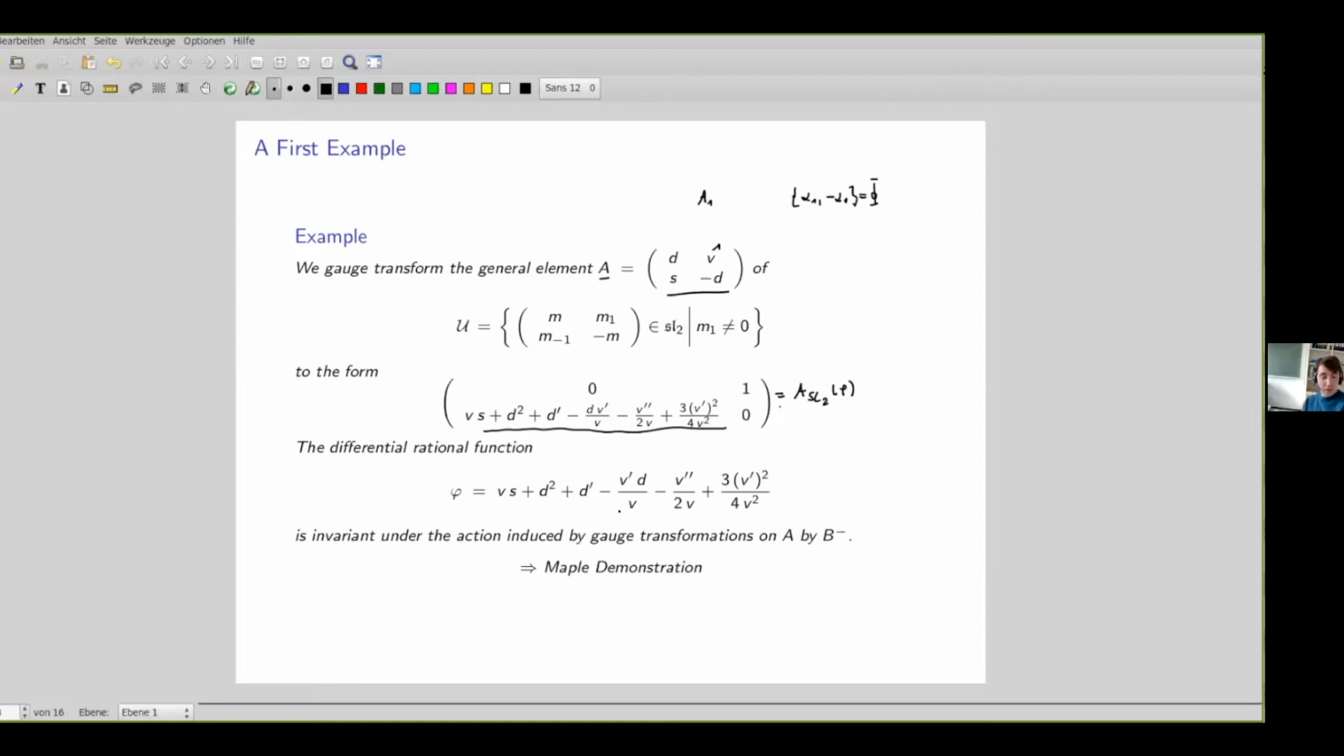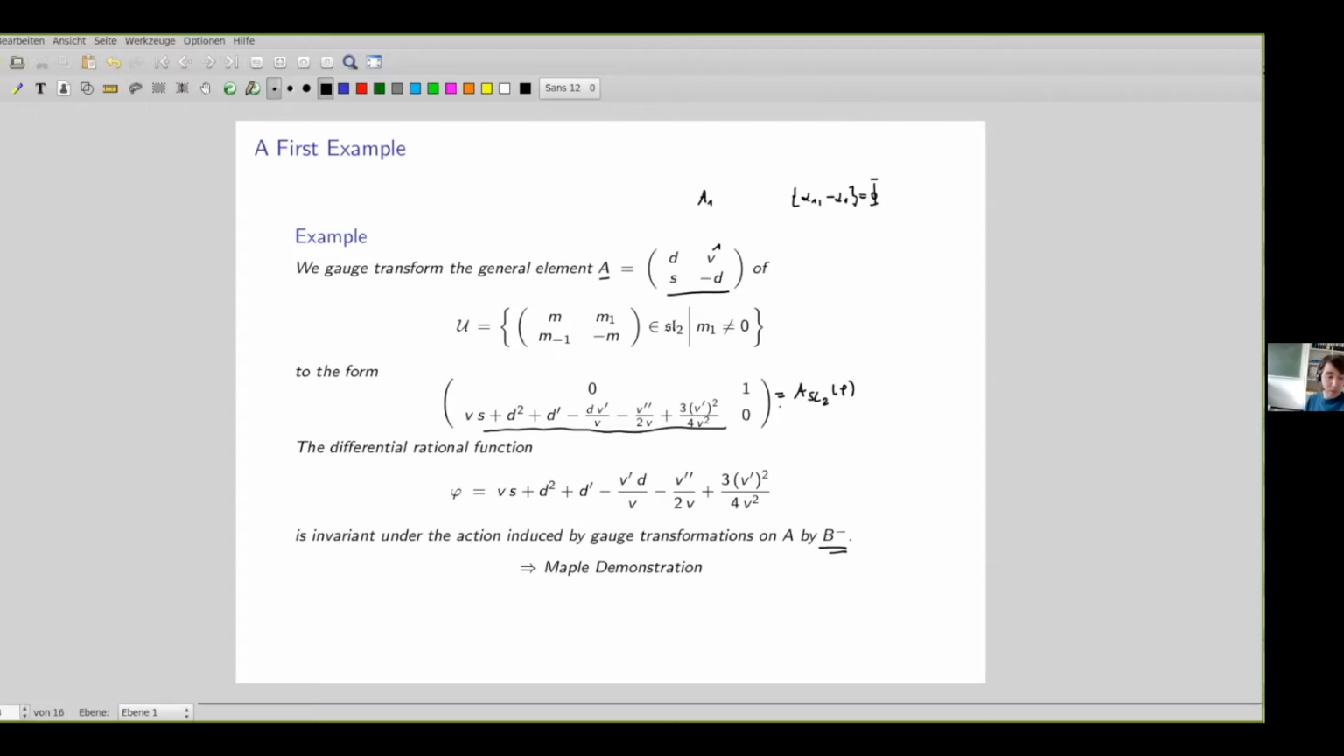Yeah. Well, so this is good because we have kind of an algorithm which transforms an element of an open set of the Lie algebra of SL2 to our normal form. And what we can also verify is that the function phi is an invariant under the gauge transformations on A by the Borel subgroup.